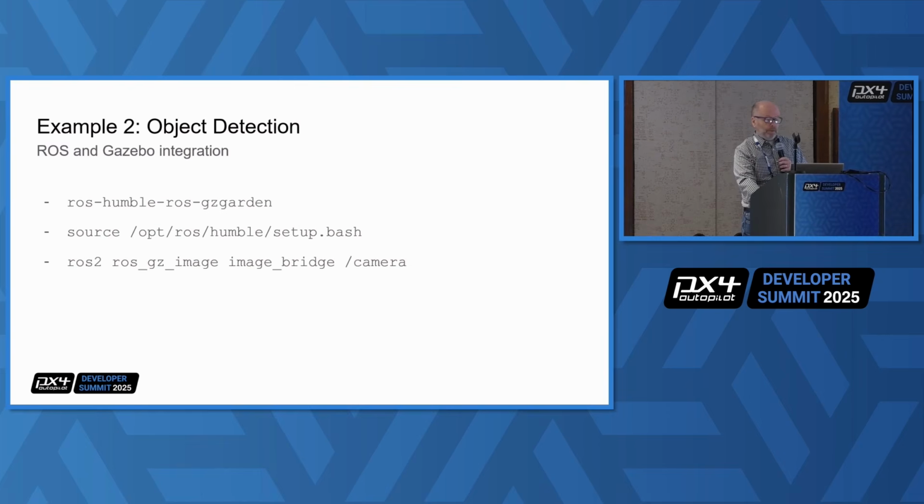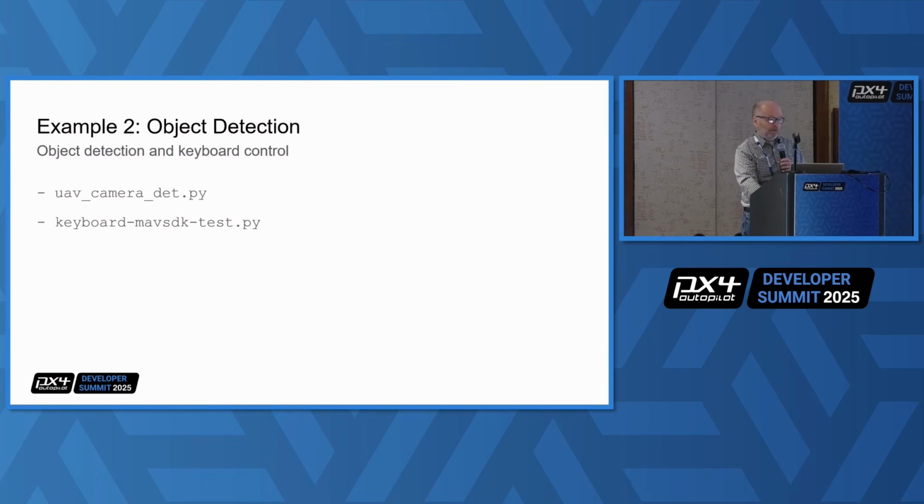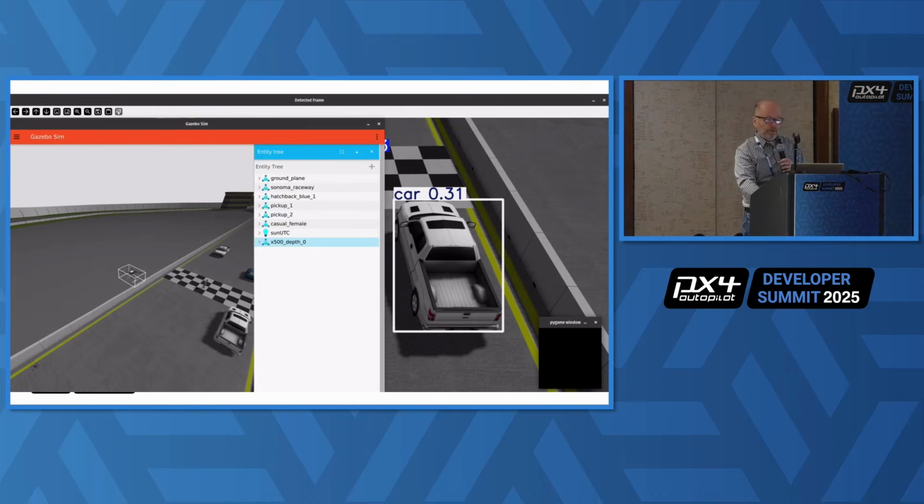Okay, so it needs ROS Humble and Gazebo Garden, so it's kind of an older version, but it's the only one that we could get to work with the Docker. You've got to source it again, run the ROS package, and then essentially run the two Python files. One for the UAV camera detection, which is where all the object detection works, and then you want to make sure that you run the keyboard MAVSDK test, which is just to capture the keyboard inputs so you can move around in your Gazebo simulation.